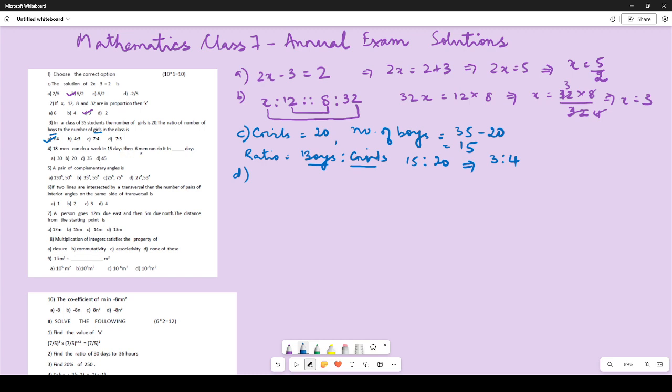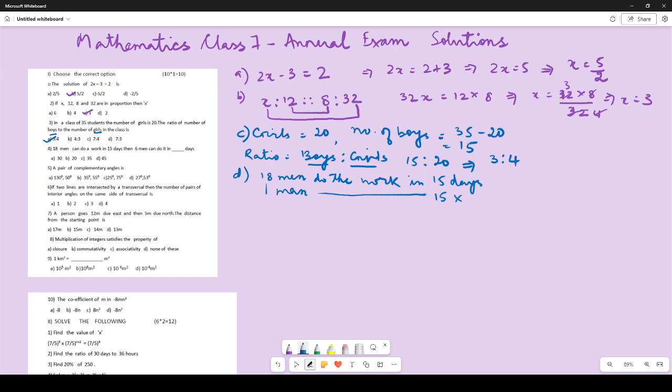Now let us check out this next question. 18 men can do a work in 15 days, then 6 men can do it in how many days? Now I will show you it in both methods, the arrow method as well as the statement method. Now if 18 men do the work in 15 days, right? So one man will do the work in how many days? Now remember, if 18 men are finishing it in 15 days, if the number of men is reduced, the number of days will increase. That means it is inverse variation.